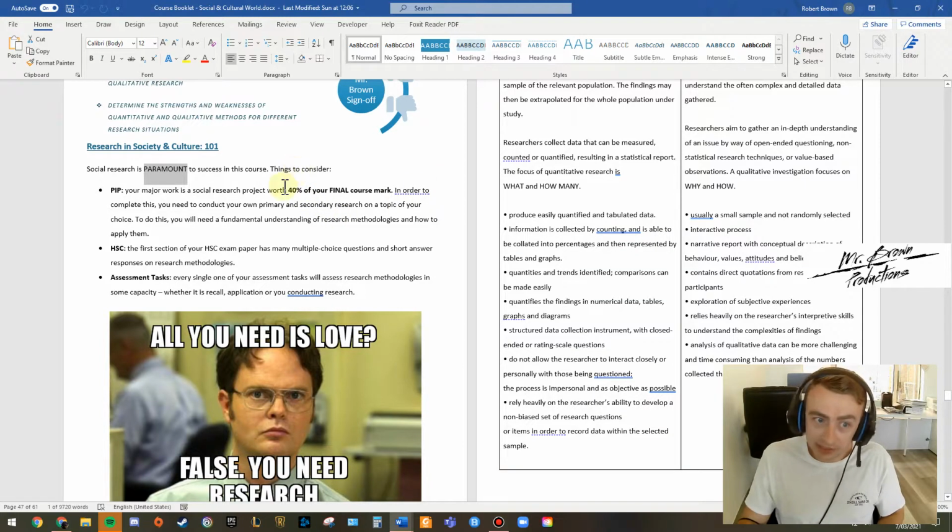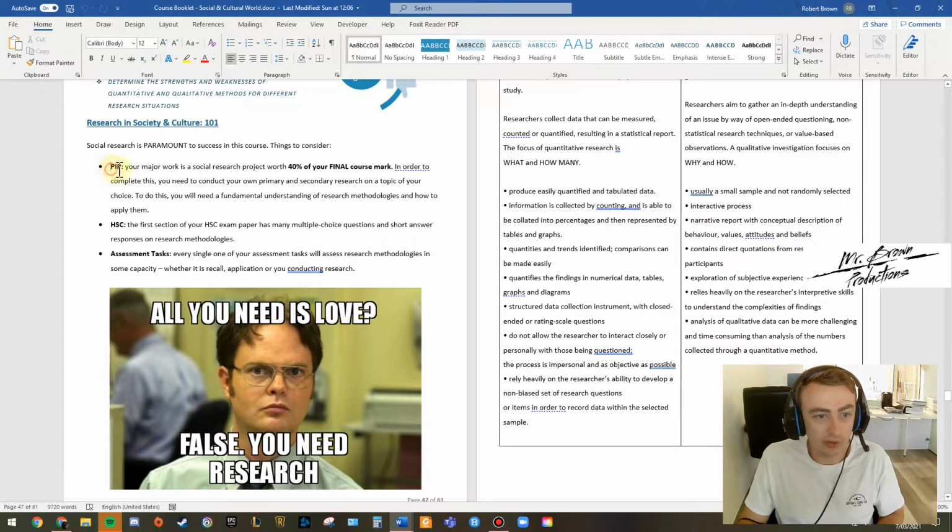So things to consider when looking at social and cultural research. The first thing is obviously your PIP. So your major work that you do in Year 12, you're going to start that in Term 4, is a social research project. You choose the topic, but it is worth, and you should highlight this, a whopping 40% of your final course mark in the HSC. So 40%, that's almost half.